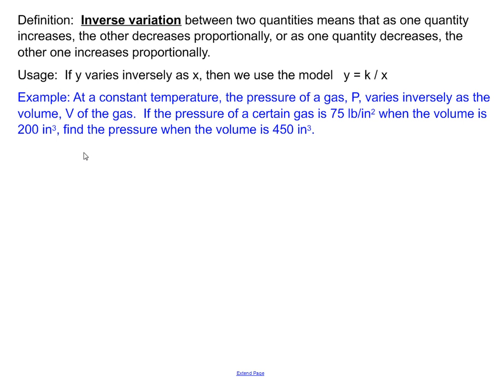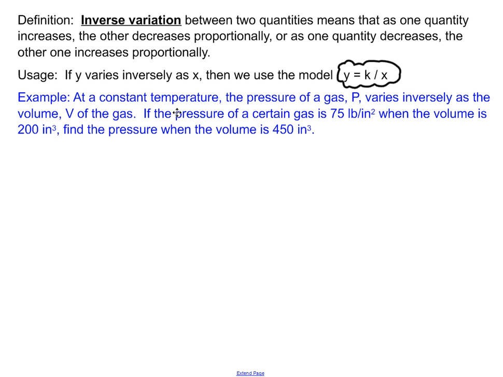And there's all kinds of situations where this occurs, right? But our usage is this. If we say y varies inversely as x, then we're going to use the model y equals k over x. This is our model for a relationship between y and x if they vary inversely.